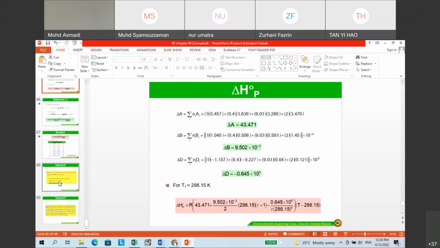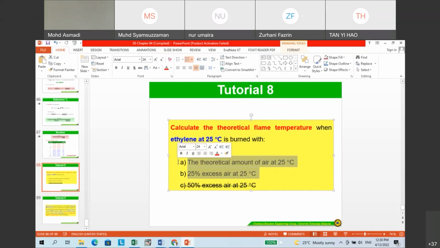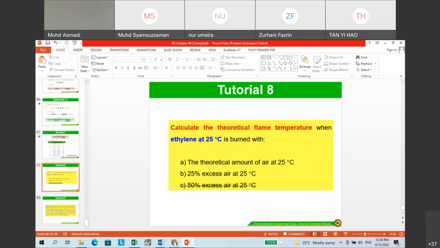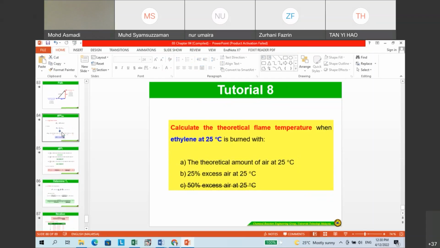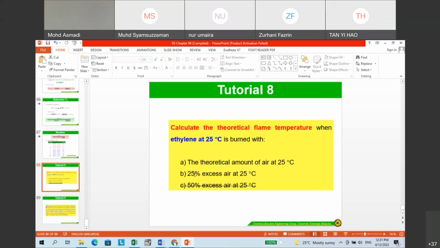Okay, so you do A and B first with the theoretical amount, meaning 100%, the ratio is 1 to 1. This one is to calculate for ethylene. Ethylene, meaning C2H4 plus oxygen equals CO2 plus H2O. And then 25% excess air. When there is excess, you use this one. It's a similar step. Just follow this one and then you can calculate.